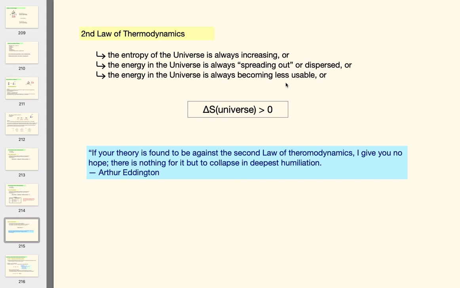So just how sure are we that this is our fate? Famed scientist of years back, Arthur Eddington, said, "If your theory is found to be against the second law of thermodynamics, I give you no hope. There is nothing for it but to collapse in the deepest humiliation." We may not like the implications of the first or second laws of thermodynamics, but nevertheless, they are.